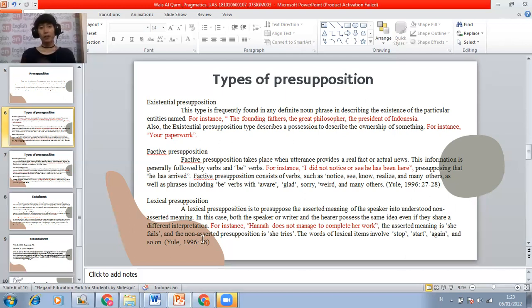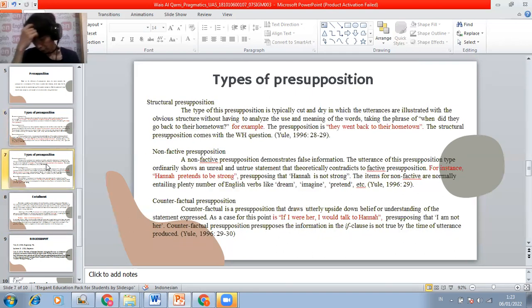The lexical items involve stop. So to identify when the utterance contains a lexical presupposition, look for when somebody says the verb stop, start, again, and so on. Oh, I hope that makes sense.